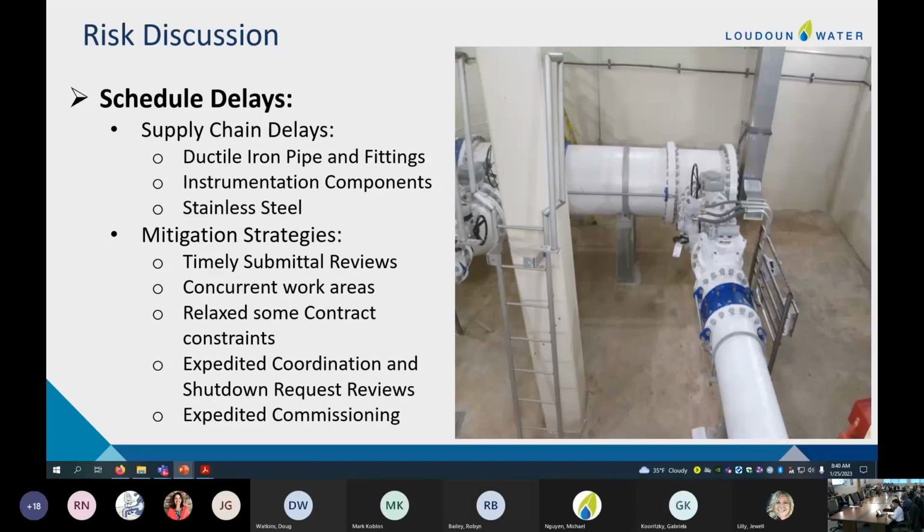Concurrent work areas is a big one. In our project, because it's a retrofit project, we limited work areas to 6 at any one given time. And we have allowed the contractor up to 10 concurrent work areas at various times, especially over the past year. So we've been generous, where possible, to allow the contractor more work areas than the contract documents allow.